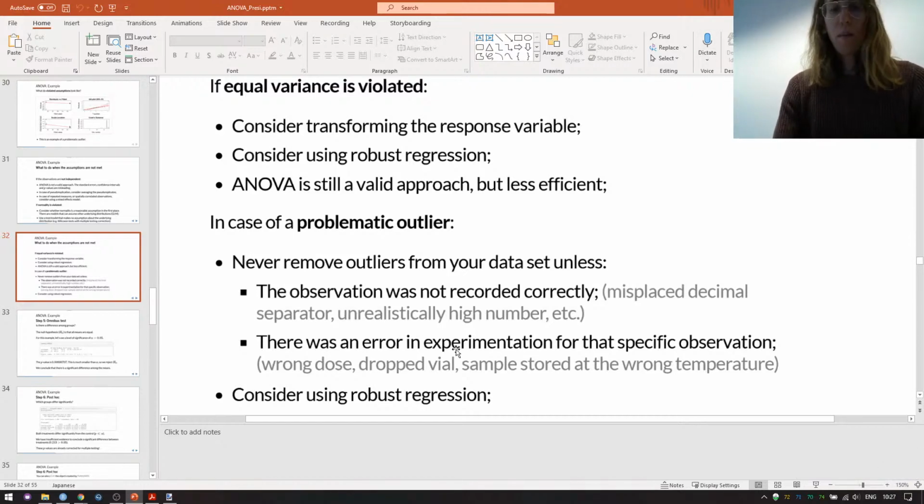Now, if there is a problematic outlier, you shouldn't just remove the outlier when you see that there is an outlier. Always go back to your data, see if there's anything weird. So, for example, a value that is theoretically impossible. And otherwise, just go back to your experiment, maybe your lab journal, see if something weird happened that day. Maybe ask the people who ran the experiment, something like that. And once again, you could use the robust regression.